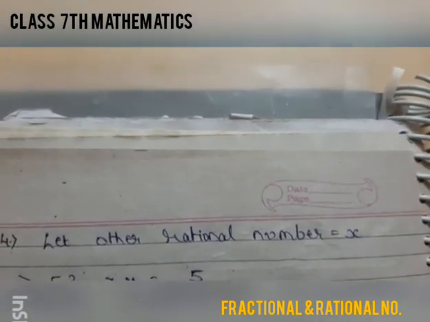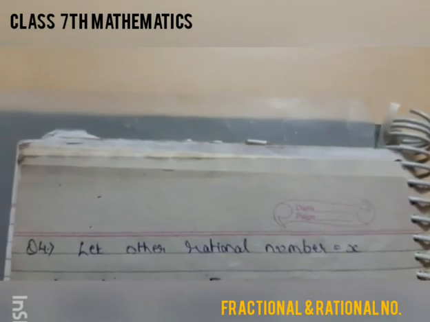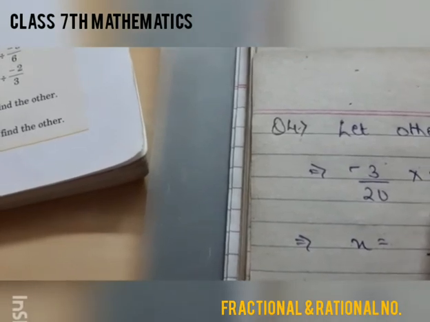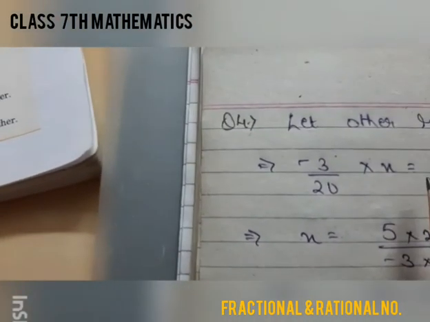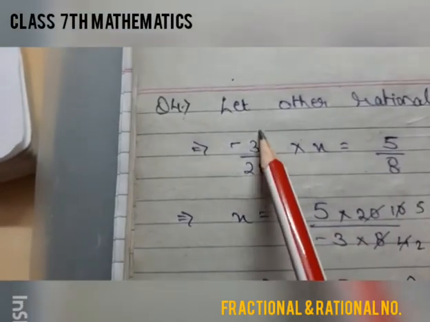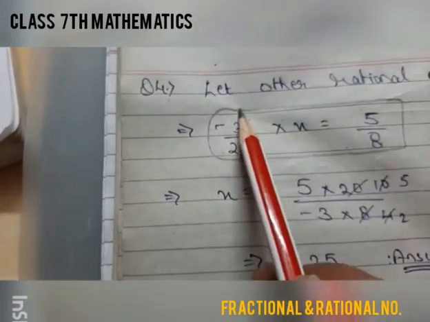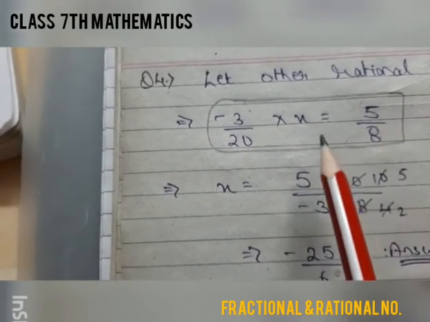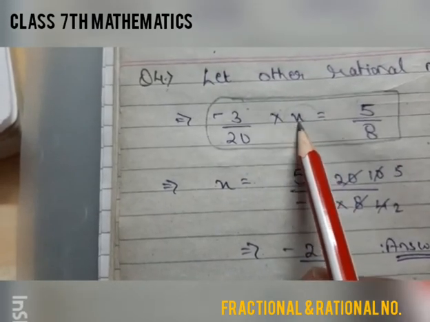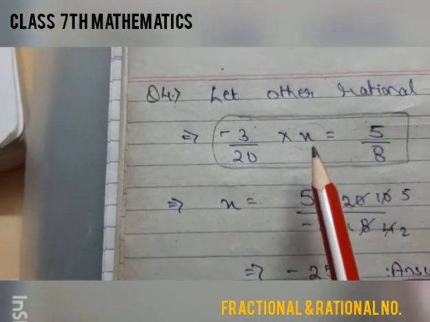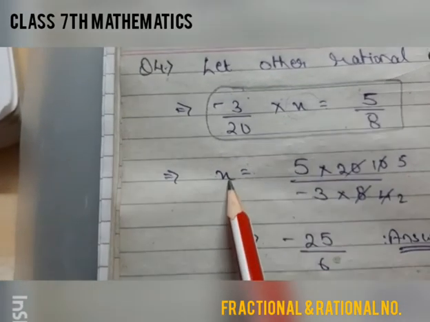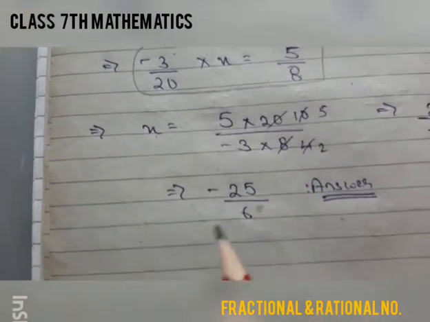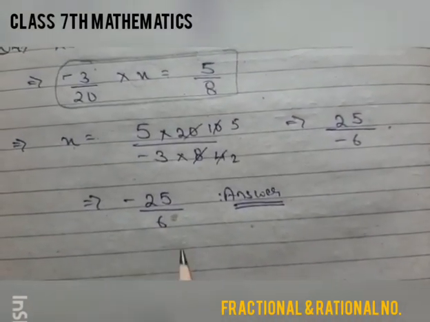Now, it was given product, that means the first rational number was given minus 3 upon 20. Write it down. Minus 3 upon 20 into, we have assumed the second rational number is x, into x. The product comes 5 upon 8. This is the format given in the question. Means according to the question, first rational number into second rational number gives the product. Now we need to find this value, that is x, an unknown value. So simply by the method of cross multiplication, keep the unknown variable on one side and transfer all the known values to the other side. When you solve it, you will get the answer minus 25 upon 6.